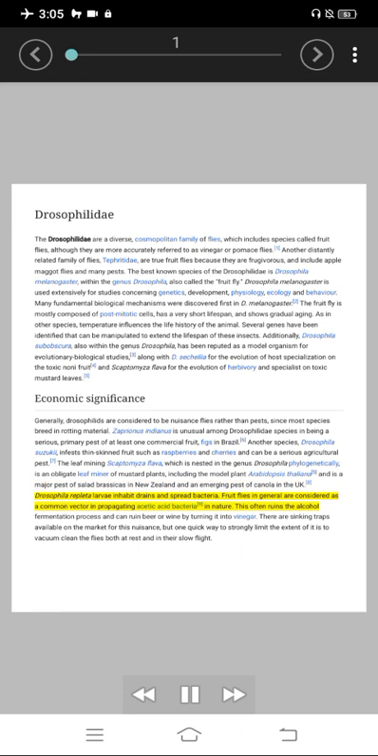In nature, this often ruins the alcohol fermentation process and can ruin beer or wine by turning it into vinegar. There are sticky traps available on the market for this nuisance, but one quick way to strongly limit the extent of it is to vacuum clean the flies both at rest and in their slow flight.